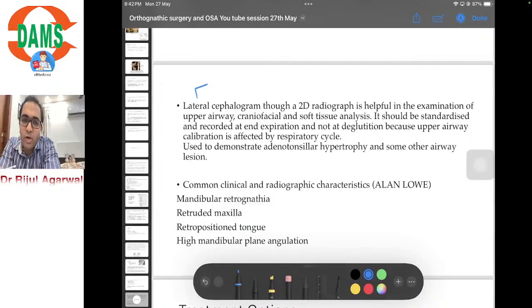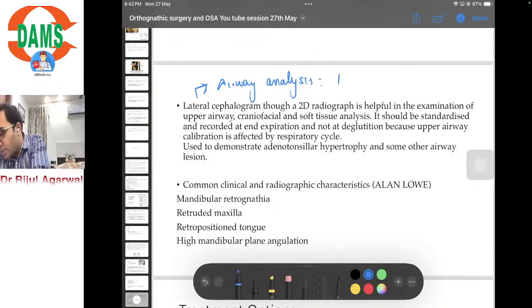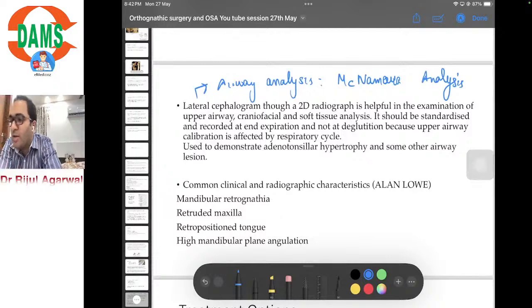So from an exam point of view, which analysis is used for airway analysis on a lateral cephalogram? It is the McNamara analysis. Just remember this term: McNamara analysis is used to measure the airway volume on a lateral cephalogram. On a lateral cephalogram, the common clinical and radiographic findings you will see are mandibular retrognathia, protruded maxilla, retroposed tongue and high mandibular plane angulation, that is the vertical growth pattern.